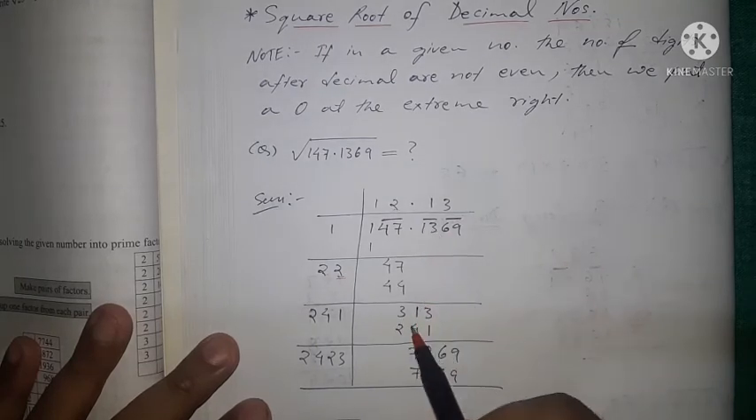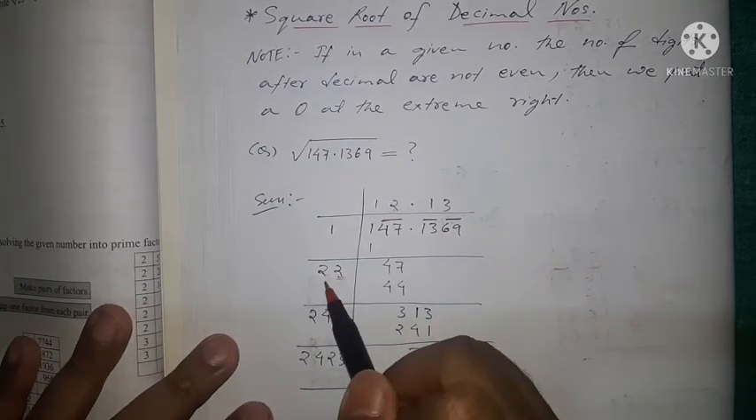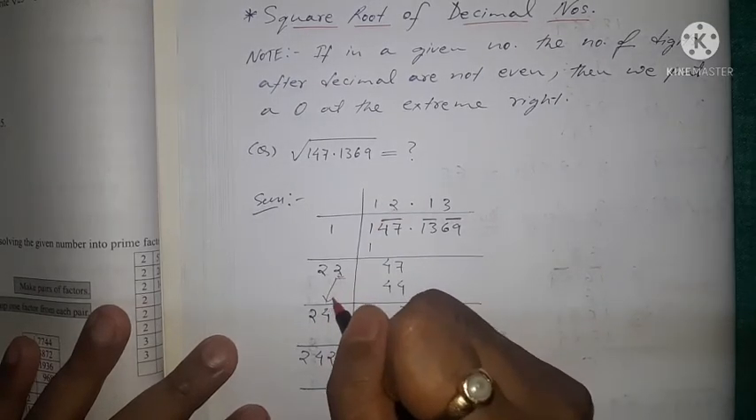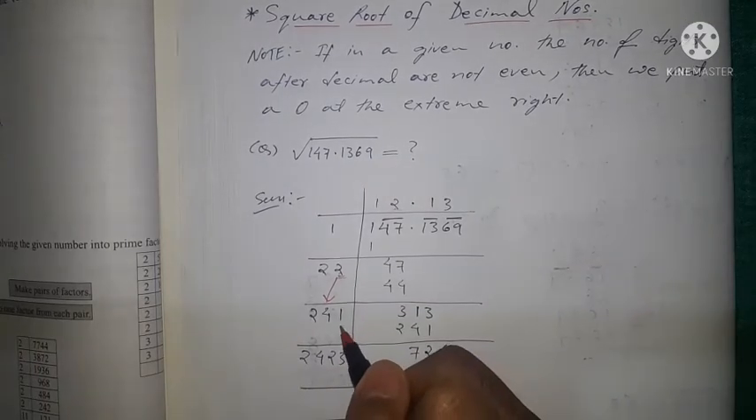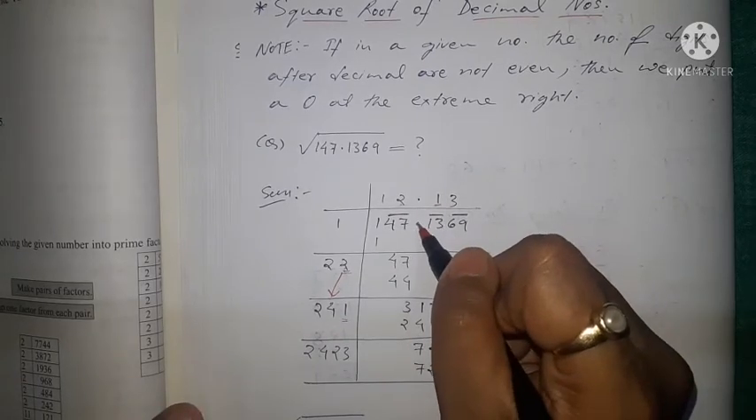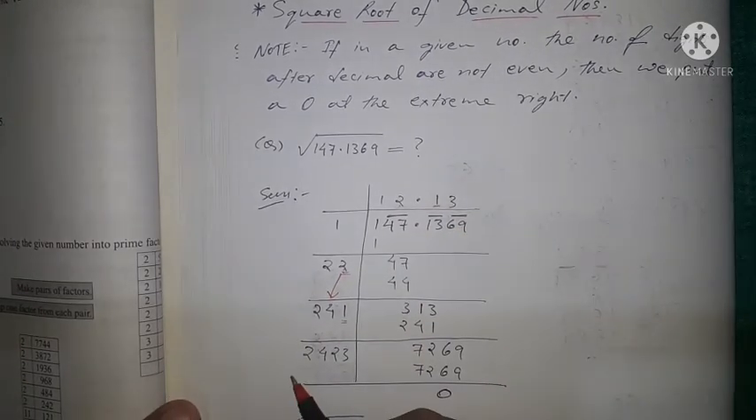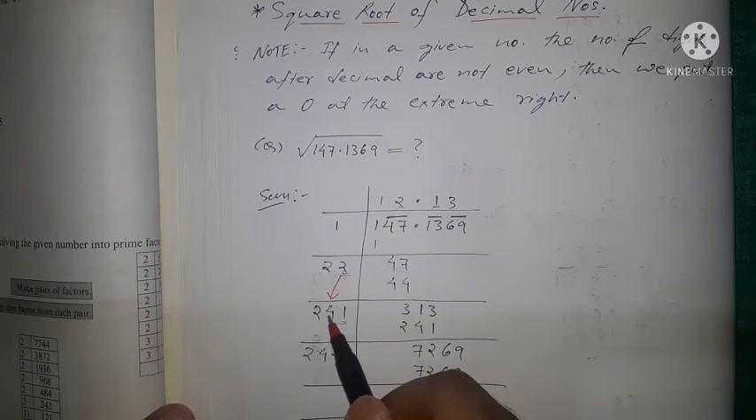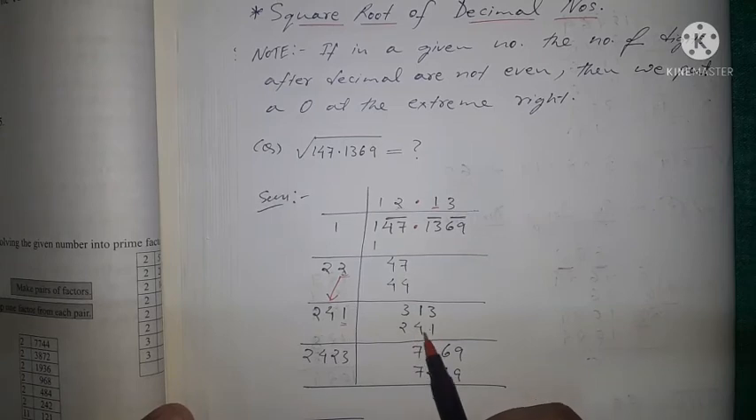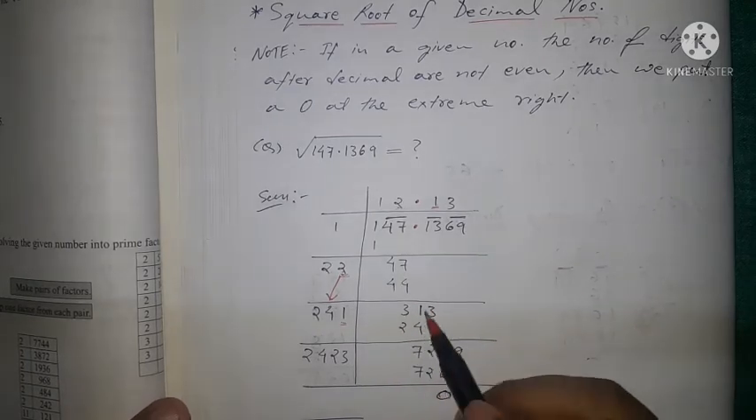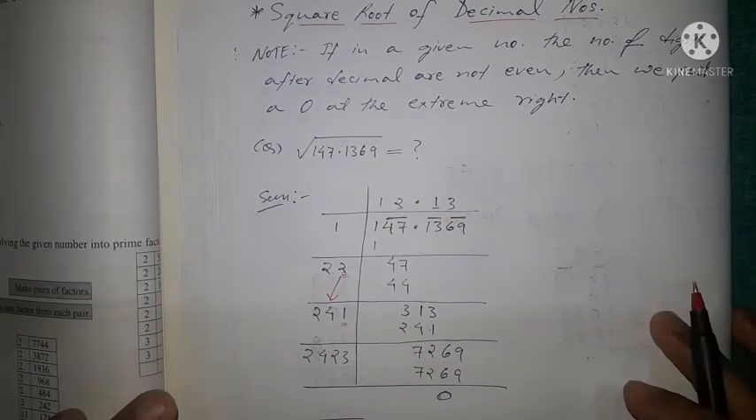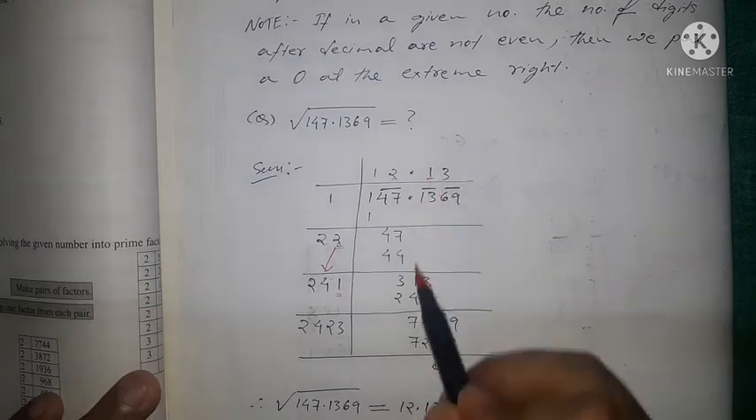Again this 13 comes down as a pair, so it becomes 313. Now 2 remains as it is, and this 2 is doubled, it becomes 4. Whatever number we multiply here, the same number we need to multiply here also. As it is a decimal, we need to put the decimal here also. So 241 into 1 is 241, which is less than 313. If we multiply by 2, that is 242 into 2, it becomes more than 313. So we have taken 241 into 1, that is 241.